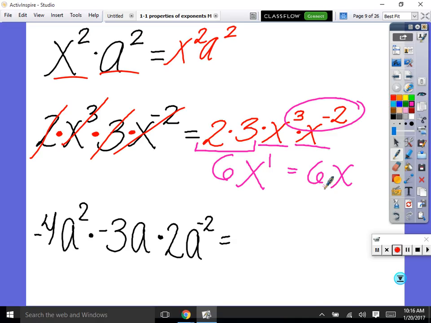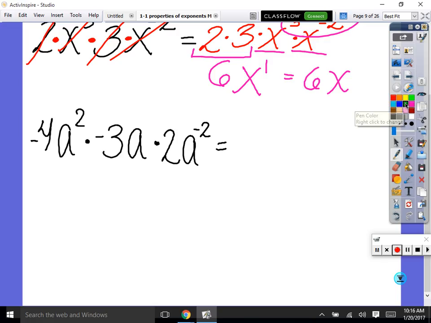Okay, another more advanced example here. We're building, and then we'll start doing some off the worksheet. Negative 4 times a squared times negative 3 times a times 2 times a to the negative 2. First thing you should be doing is saying that a has what kind of exponent? 1, right? Okay, next thing you should be saying, the 4 looks like it's connected to a squared, but I know it's not. This is just negative 4 times a squared times negative 3 times a times 2 times a to the negative 2. So let's reorder this.